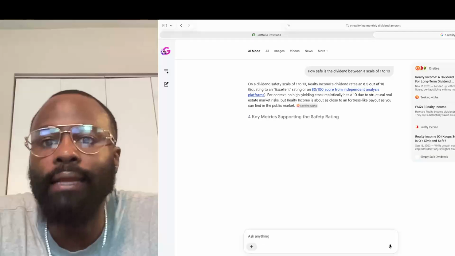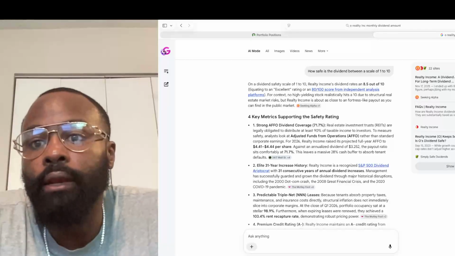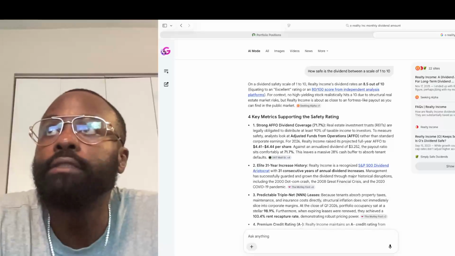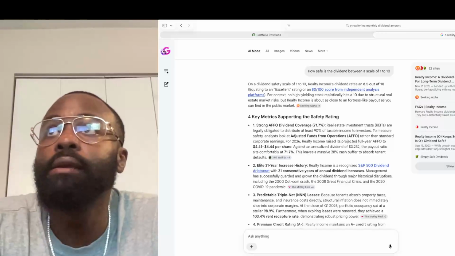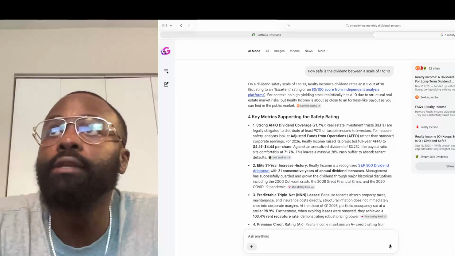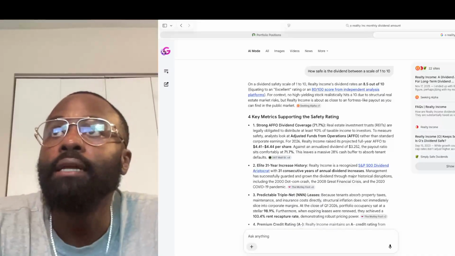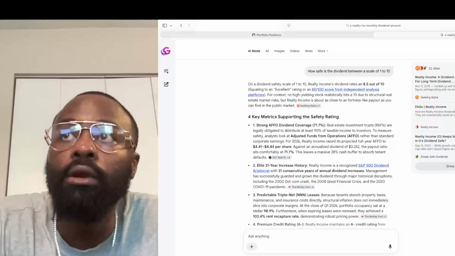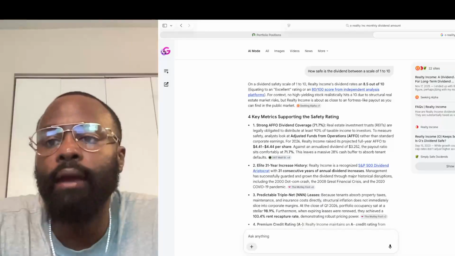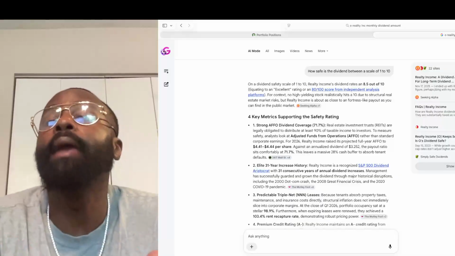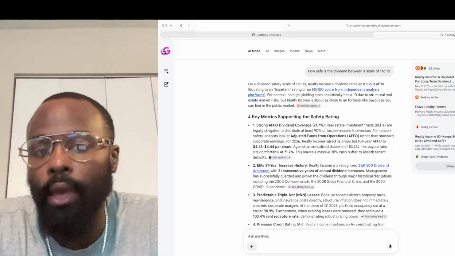All right. On a dividend scale of 1 to 10, Realty Income's dividend rate is an 8.5, right? Which is very, very solid. It goes into key metrics supporting the safety: the strong AFFO dividend coverage, the elite 31-year increase history. Basically, this is a Dividend Aristocrat stock. It has been not only paying its dividend every year, but it's also increased it.